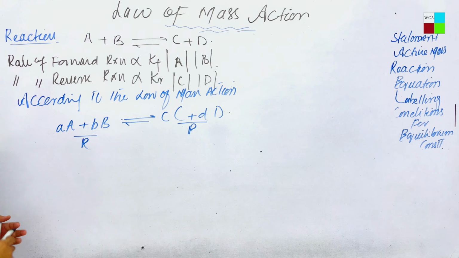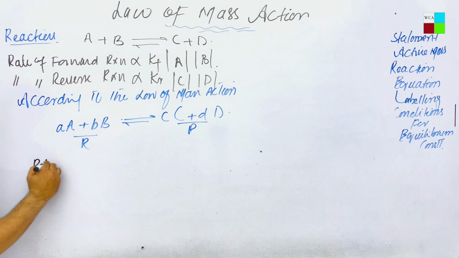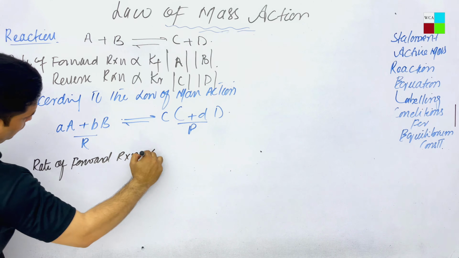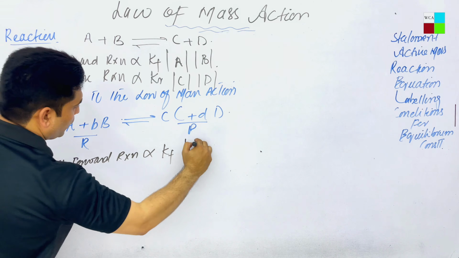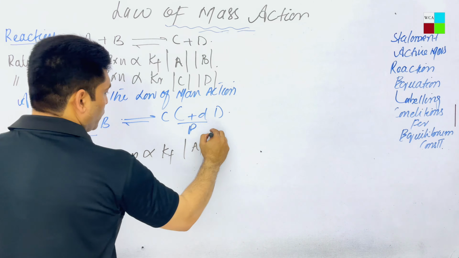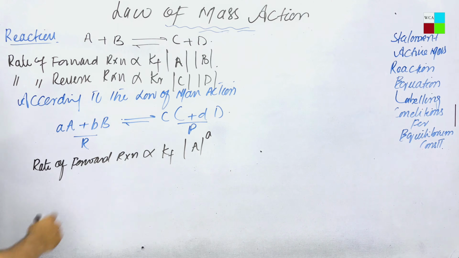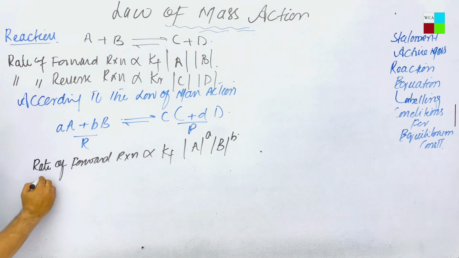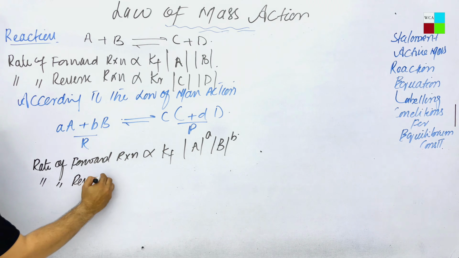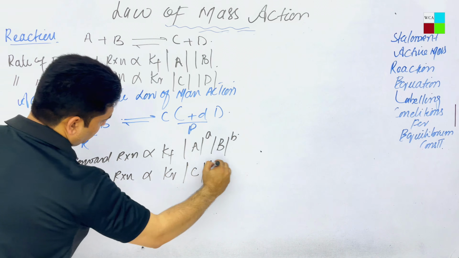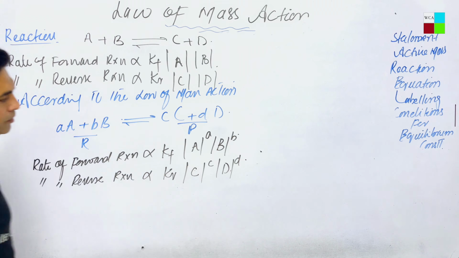Okay, now write a similar statement for this one as well, that is the rate of forward reaction Kf. So now A, where this coefficient goes will now be an exponent, raised to the power of that species, and B. Similarly, the rate of reverse reaction, so Kr, C power c and D power d.